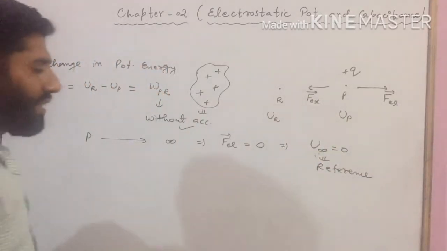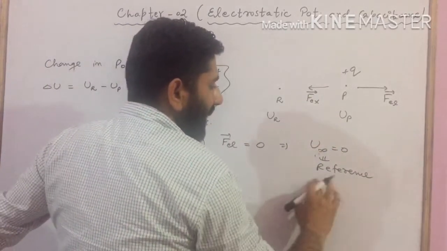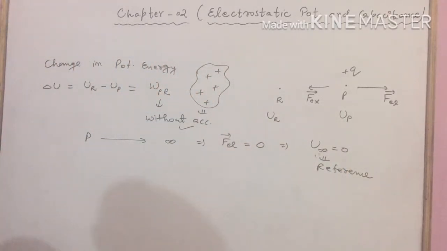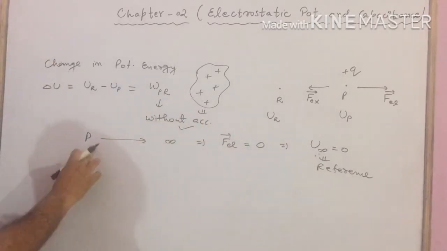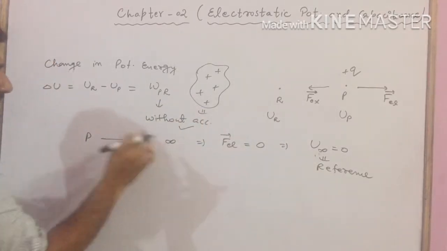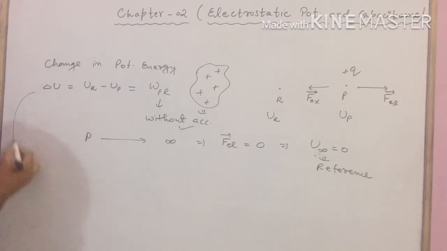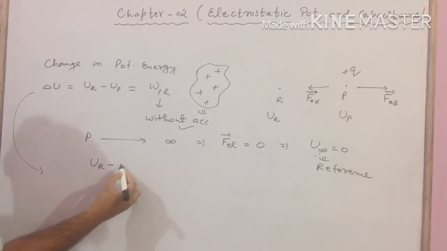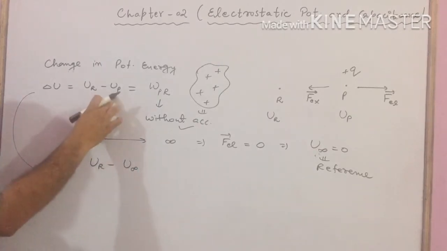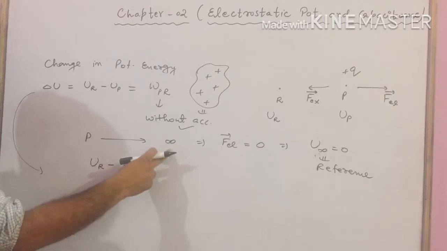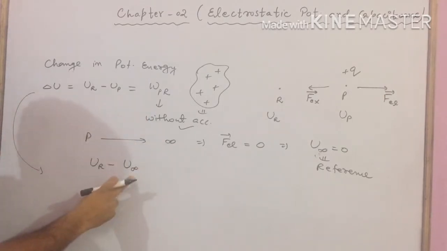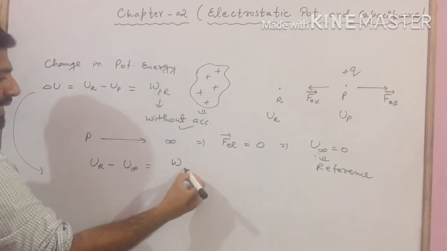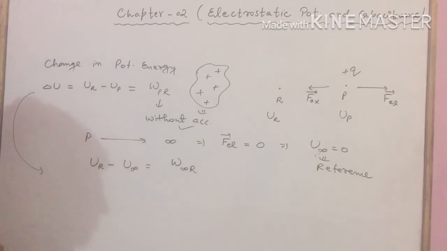So the common reference in case of electrostatic potential energy is taken as infinity. Is that clear? Now, if I use this condition that the point P is at infinity and use it over here, then what do I get? I get U_R minus U_infinity, as I have assumed that point P is at infinity, so in place of P I am writing infinity, that will be equal to W_P, P at infinity, to R.